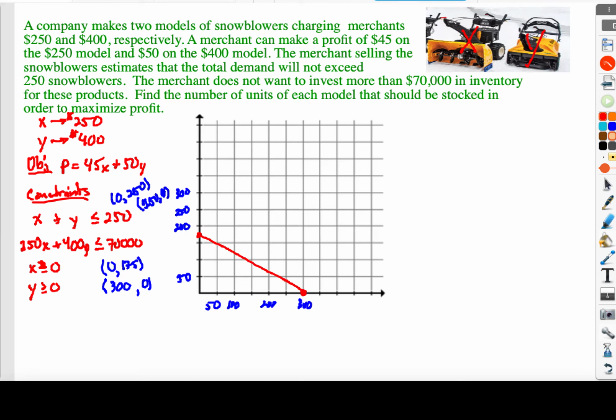And I know that I'm shaded below there because, again, if I plug 0, 0 into my function, 0 plus 0, right? That would have been this function here, right? I plotted 0, 175 and 300, 0. But at 0, 0, that's still less than 70,000, so I want to shade below that line.